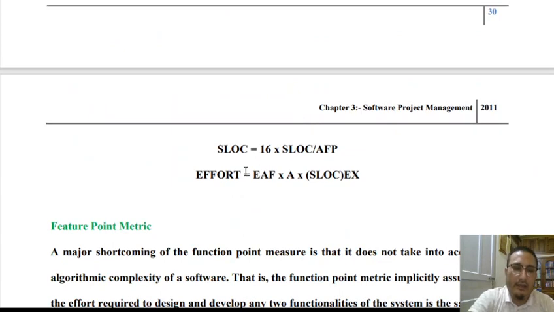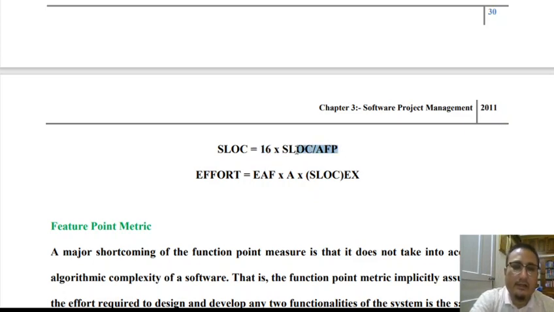Now the SLOC is refined as: new SLOC is equal to 16 into old SLOC divided by adjusted function point. Again, I'll repeat it. New SLOC is equal to 16 into old SLOC by adjusted function point. That means here 16 is the adjustment factor, and the factor by which we have refined is the AFP, the adjusted function point. This is the way we estimate the new project size.